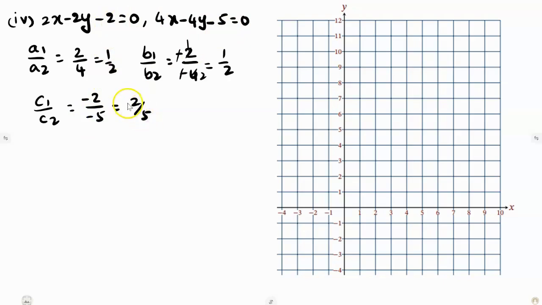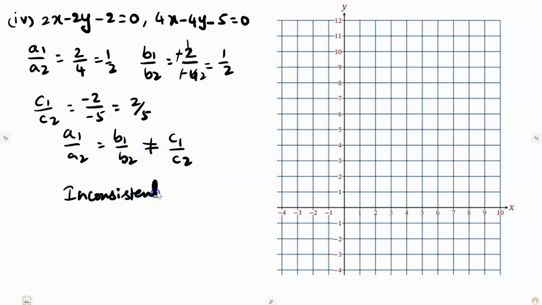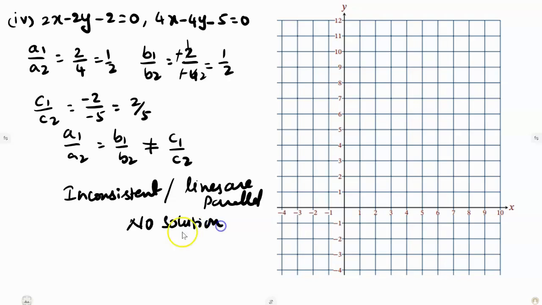So what do you understand? a1 by a2 is equal to b1 by b2 but not equal to c1 by c2. So what happens if a1 by a2 and b1 by b2 are equal but not equal to c1 by c2? The two lines are inconsistent. The given two equations representing lines are inconsistent. That means the lines are parallel. If the lines are parallel, they don't intersect, so there is no solution. So no solution means no need to draw the graph. For inconsistent lines, you need not draw the graph. So we don't need a graph for this. Okay, bye.